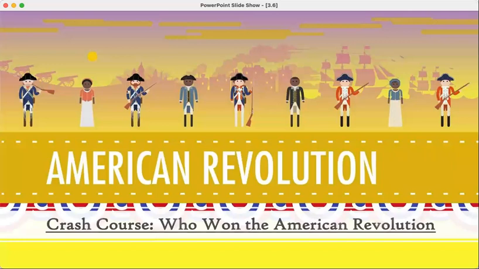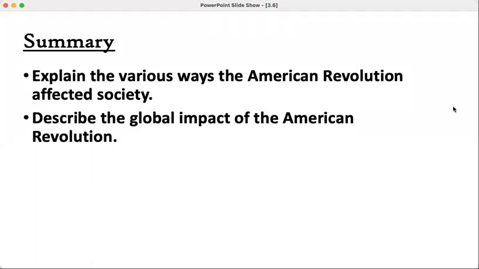Okay, so there's a great crash course on this, the American Revolution, who won the American Revolution. It's a really interesting sort of deep dive into it. But for our summary, I would like you to explain the various ways the American Revolution affected society. Please describe the global impact of the American Revolution.